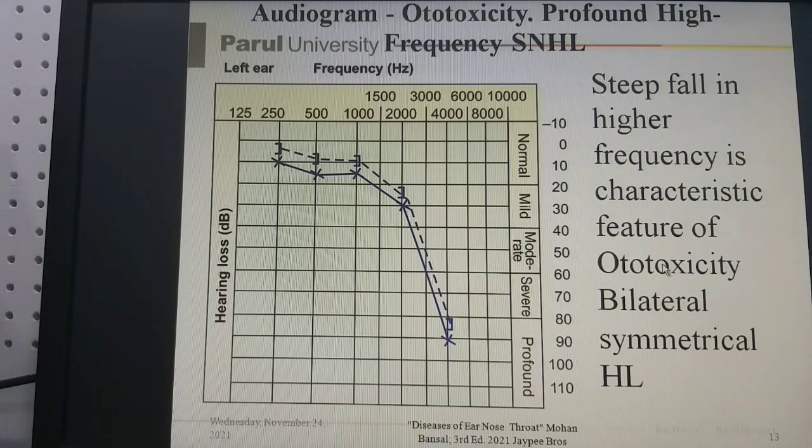And both sides of the audiogram will be similar. That is called bilateral symmetrical hearing loss. Because the drug which is giving rise to ototoxicity will not affect only one ear, it will affect both ears. So the patient will have bilateral symmetrical hearing loss. So the right ear audiogram also will be more or less like this only.